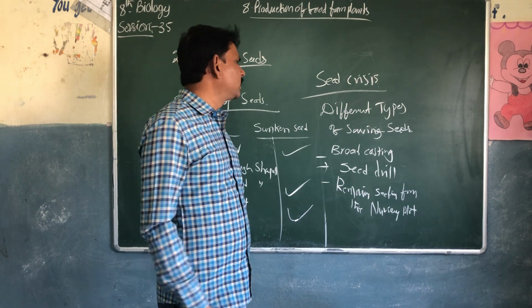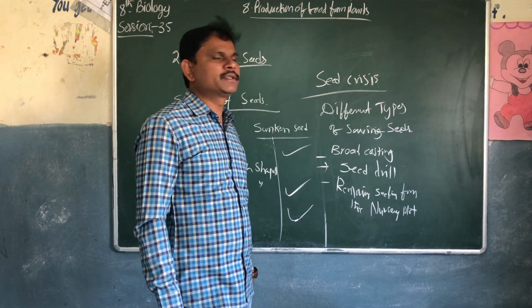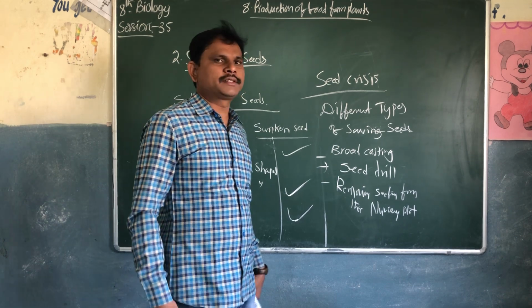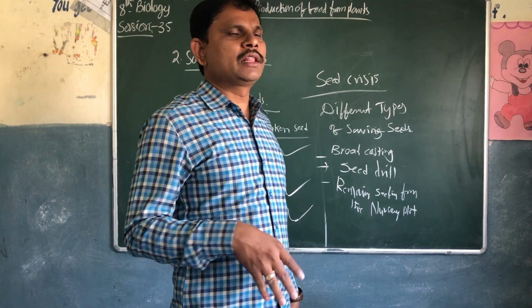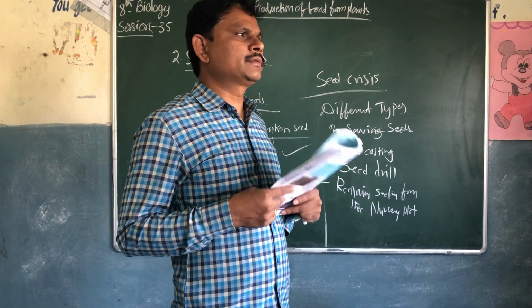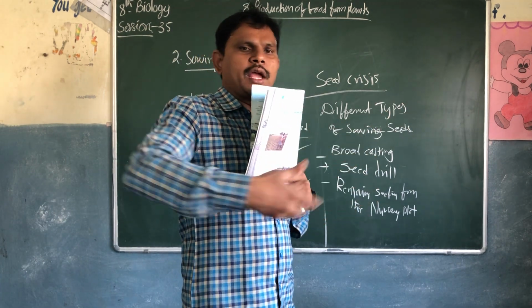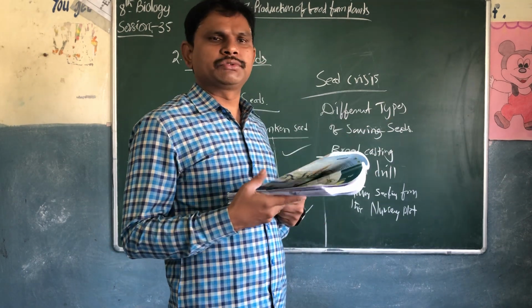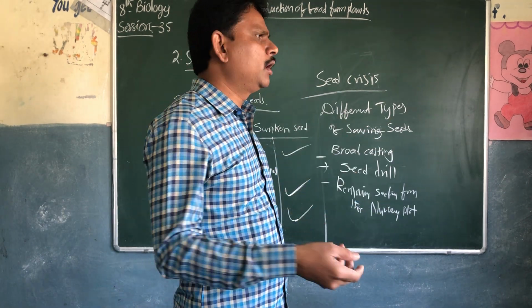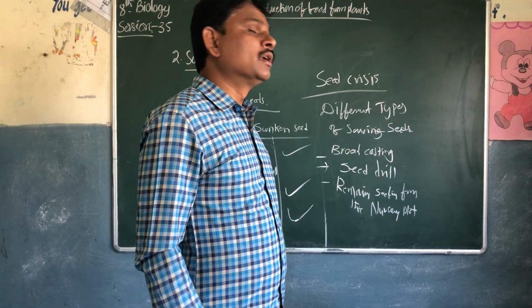In sowing seeds, there are different types. One is broadcasting. After ploughing the soil and then leveling the soil, he takes some seeds in a bowl and starts throwing the seeds. The entire field, whether it is 1 acre, 2 acres, or 10 acres, he will broadcast it. He will throw the seeds on the soils.